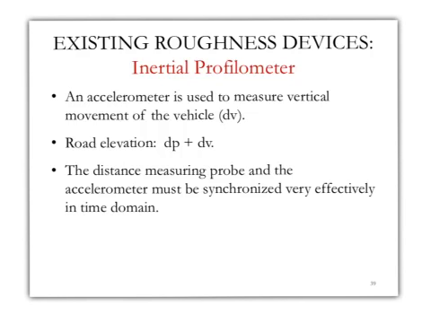So as I mentioned before, simply the accelerometer here will be used to measure the vertical movement of the vehicle, which is dV, and therefore the road elevation would be dP plus dV. So in a nutshell, the distance measuring probe and the accelerometer must be synchronized very effectively in the time domain to have very accurate results. Otherwise the results have to be calibrated.